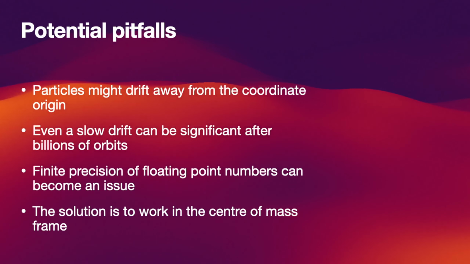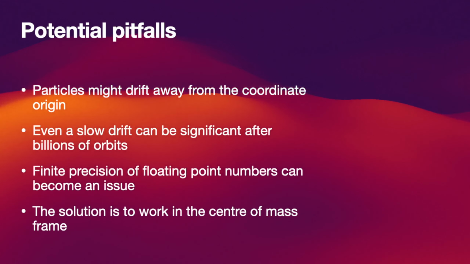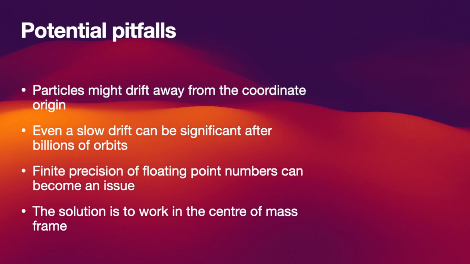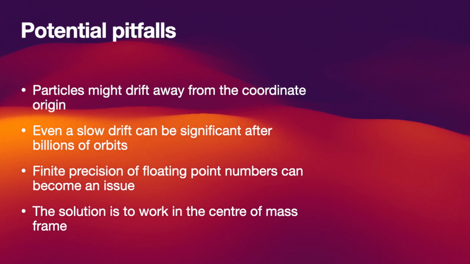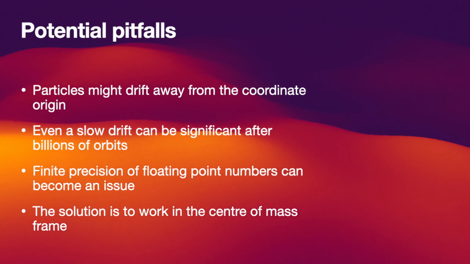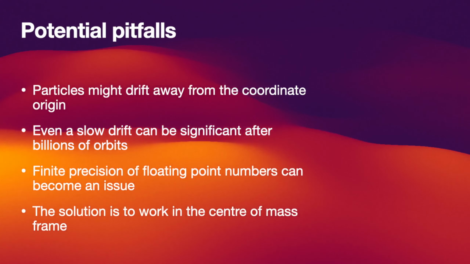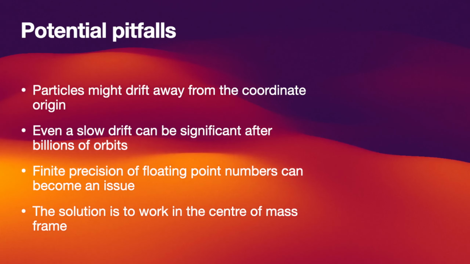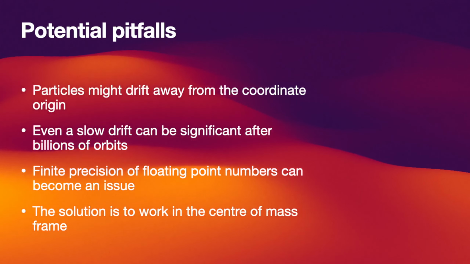Most importantly, the following. Particles might drift away from the coordinate origin. Even if you add particles at the origin or close to the origin, sometime later they might be quite far away from the origin. And even a slow drift can be significant after billions of orbits. Why? Well, because of the finite precision of floating point numbers.